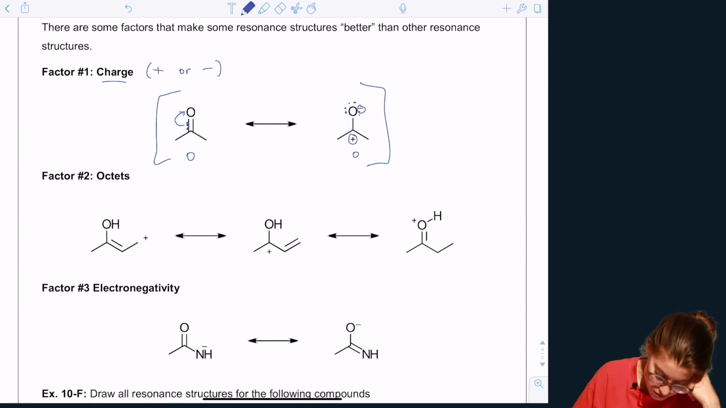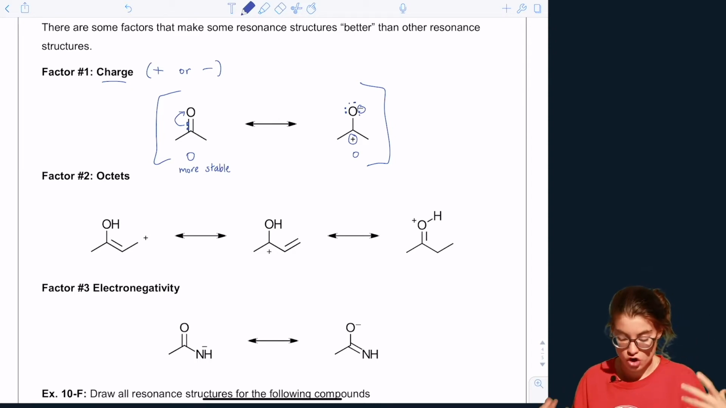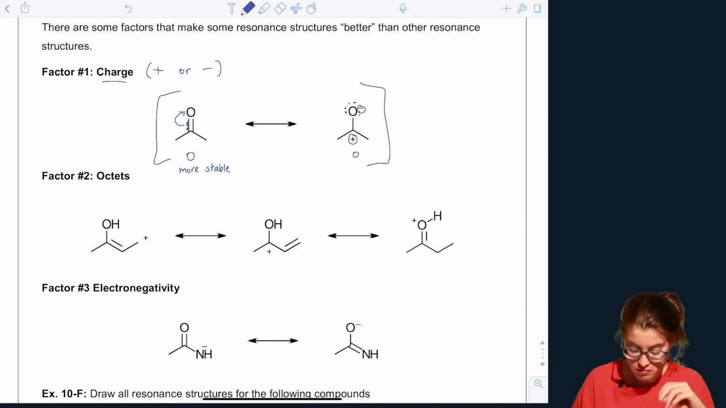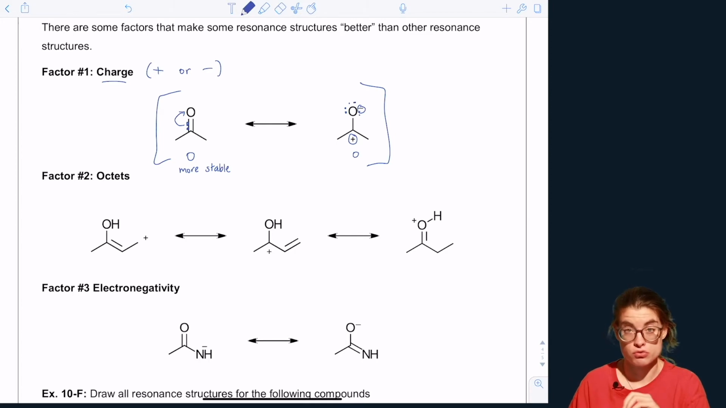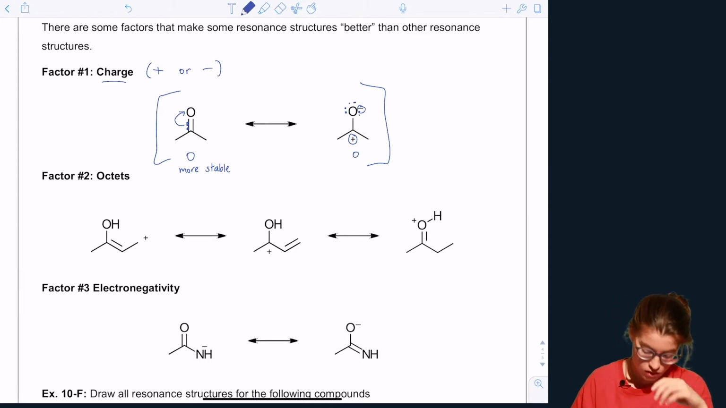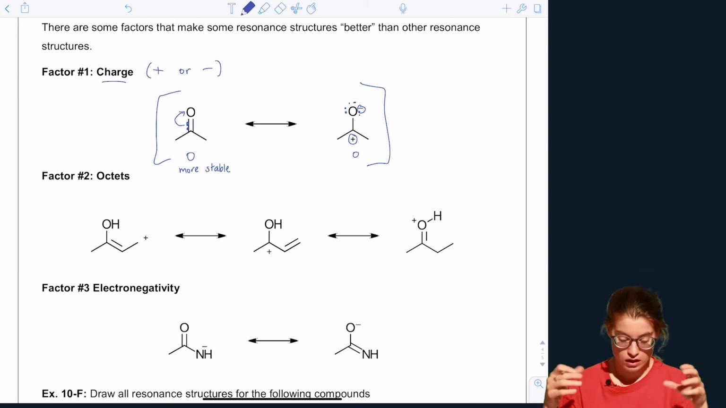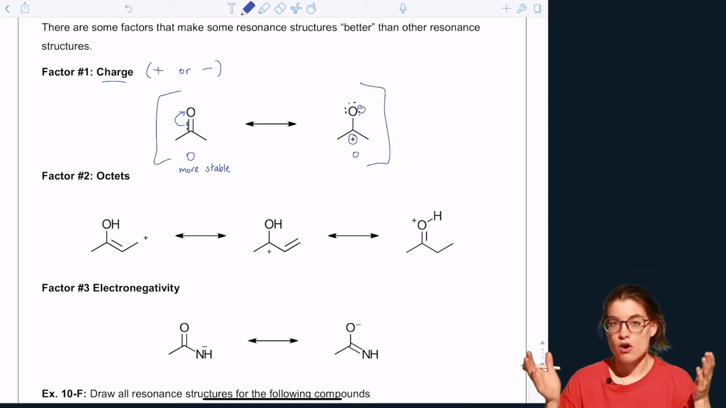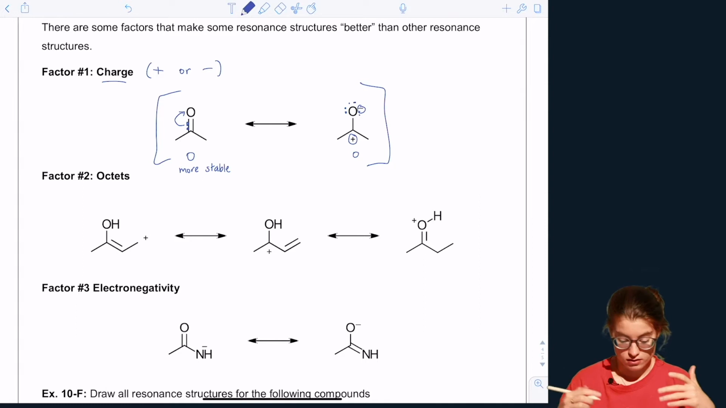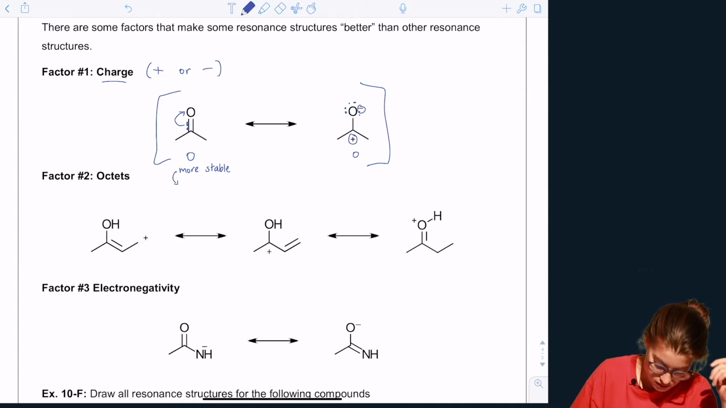The one on the left is more stable than the one on the right because of this charge separation and the fact that we have charges on atoms. Remember, atoms want to be neutral. So when you have more than one resonance structure, if they are different in energy, this one is more stable, which means it's lower in energy.